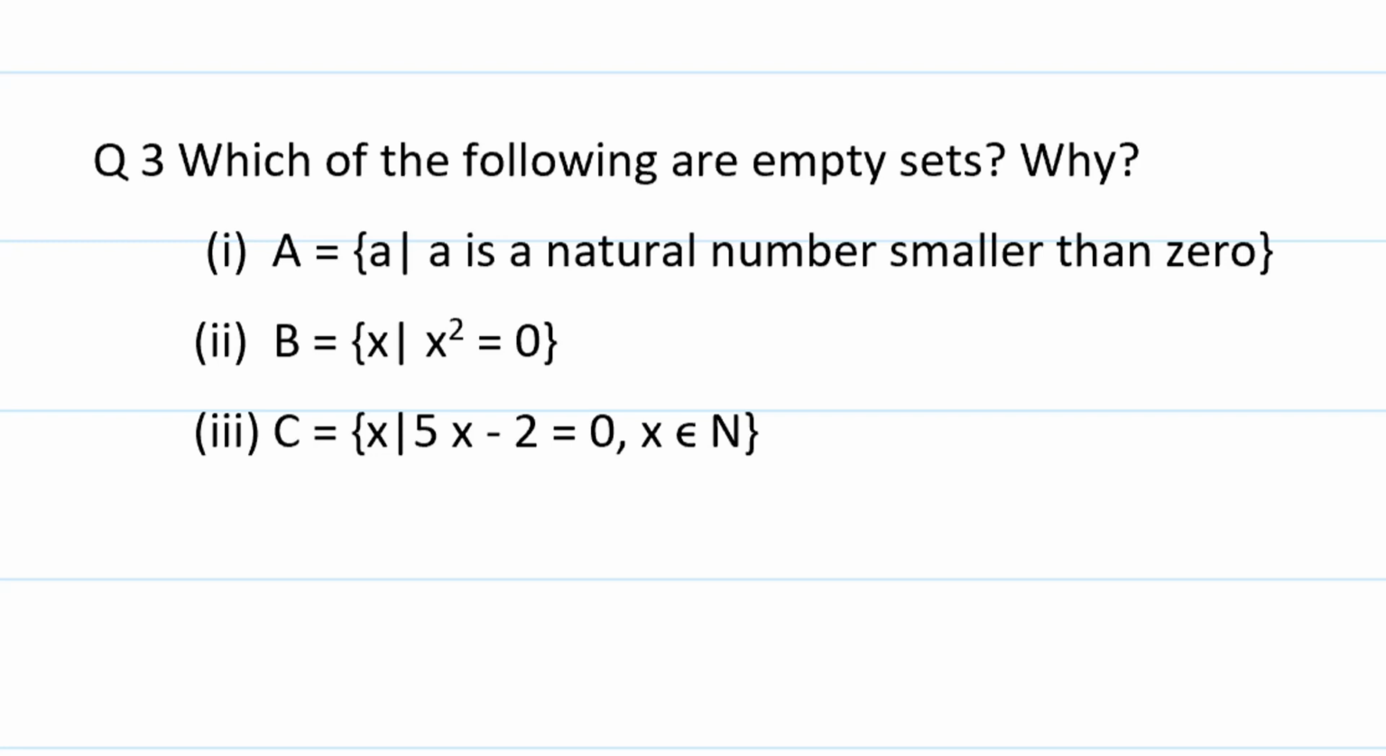Question number 3. Which of the following are empty sets? Why? A is the set of all a such that a is a natural number smaller than 0. B is the set of all x such that x square is equal to 0. And C is the set of all x such that 5x minus 2 is equal to 0, where x is natural.